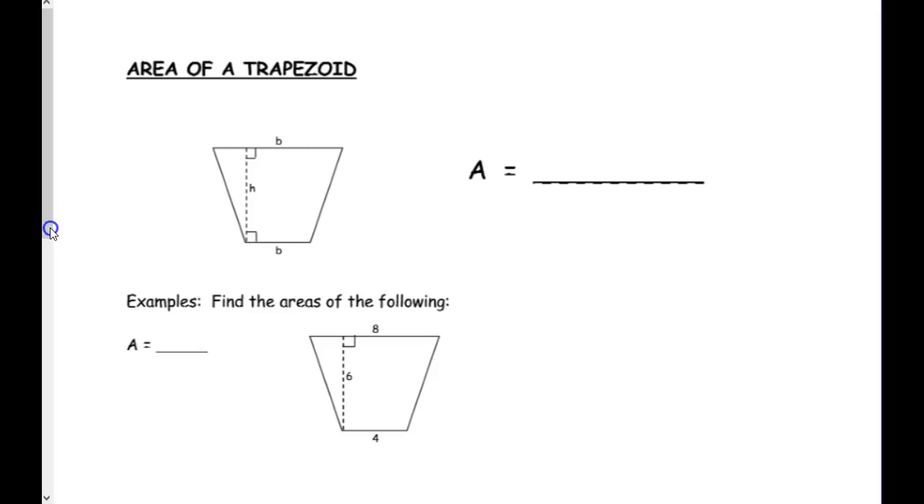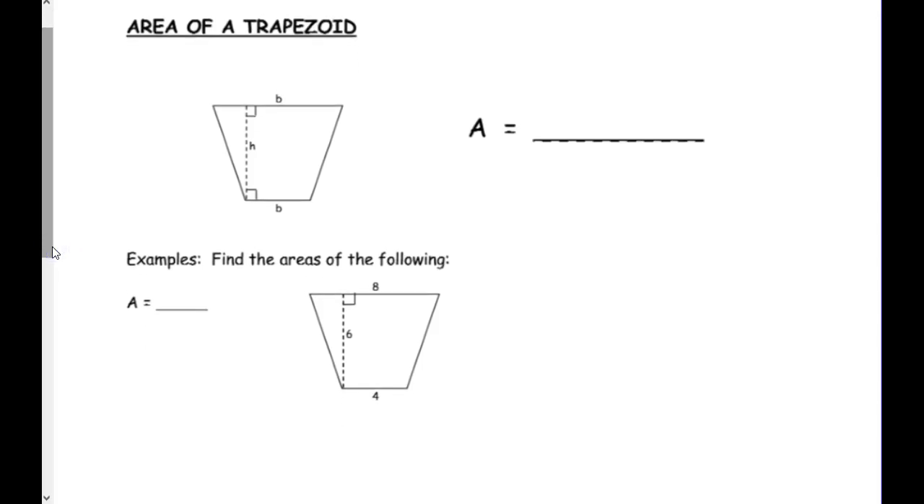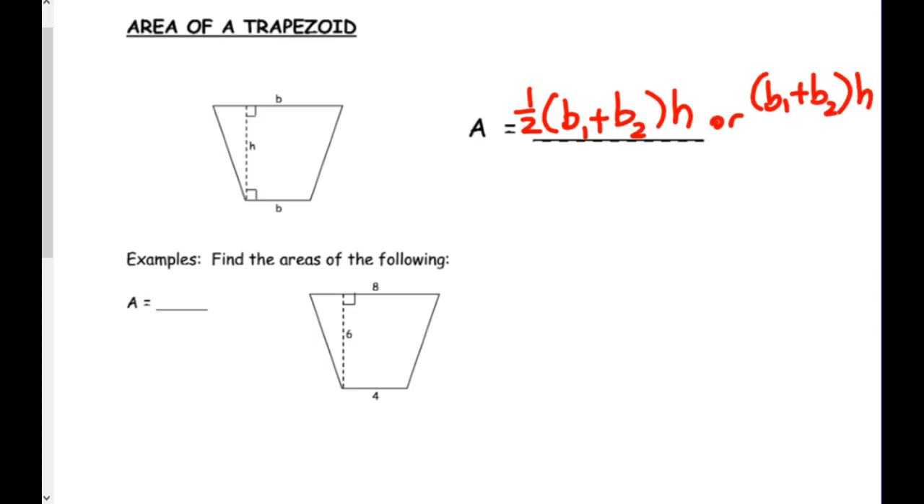Area of a trapezoid. Okay? So remember, a trapezoid is one of those quadrilaterals that we learned about on the last 2 or 3 days. So our formula for the area of a trapezoid is, there's 2 ways to write it. 1/2 B1 plus B2 times H. Or, again, you can make it one big fraction. B1 plus B2 times H divided by 2.